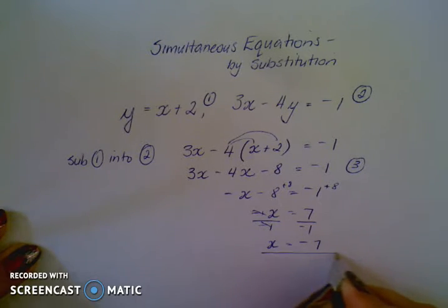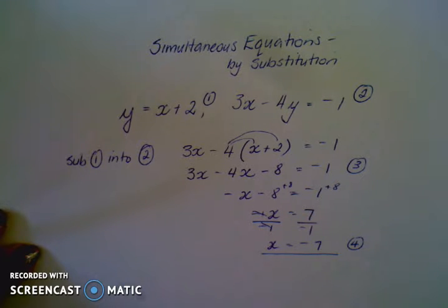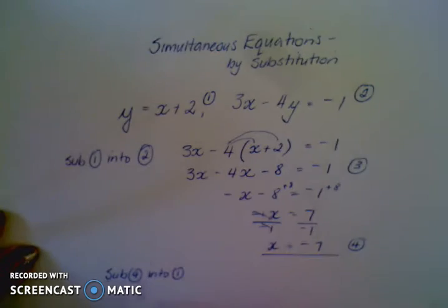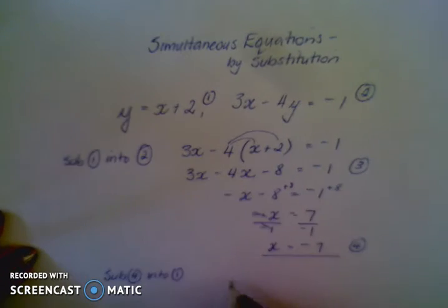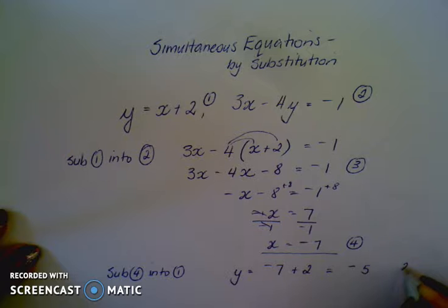So that is half of our answer. So we'll call that equation 4. So now we substitute 4 back into 1. So we know that x is negative 7, so y will equal negative 7 plus 2, which is equal to negative 5. So our solution here is x is equal to negative 7, y is equal to negative 5.